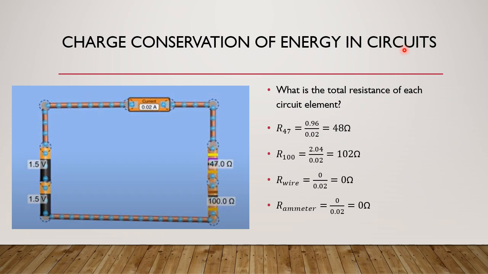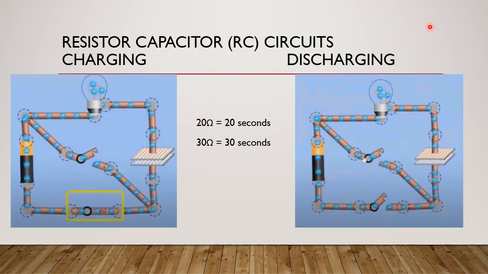All right, so now we can work out the total resistance of each circuit element. Essentially, we find out the resistance: R47, 48, R100, 102, 0, 0. And as you can see, these numbers are different by very small amounts. That's most likely a rounding error. If we use more precise results and more precise rounding, we would have a much better output in our calculation.